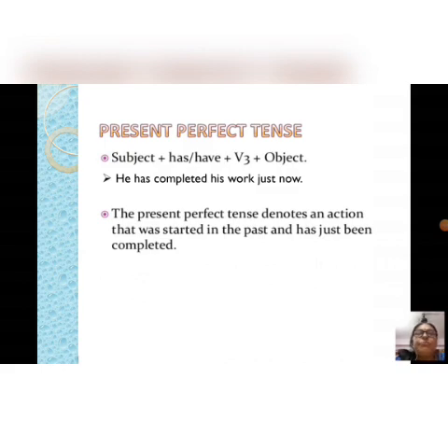The structure of present perfect tense is subject plus has or have plus V3. V3 is the past participle form of the verb, plus object. Now the question may come to you where to use has and where to use have.